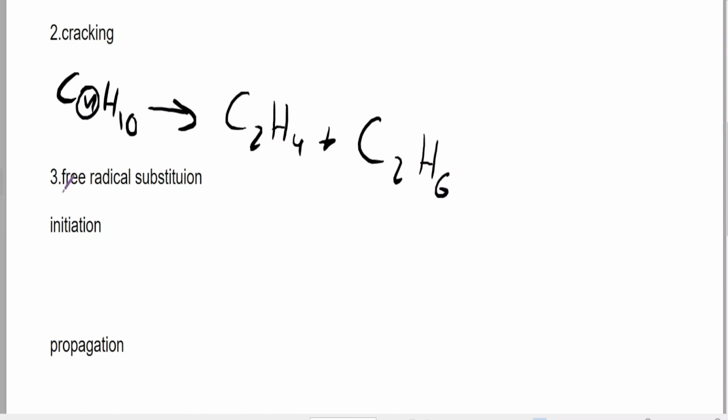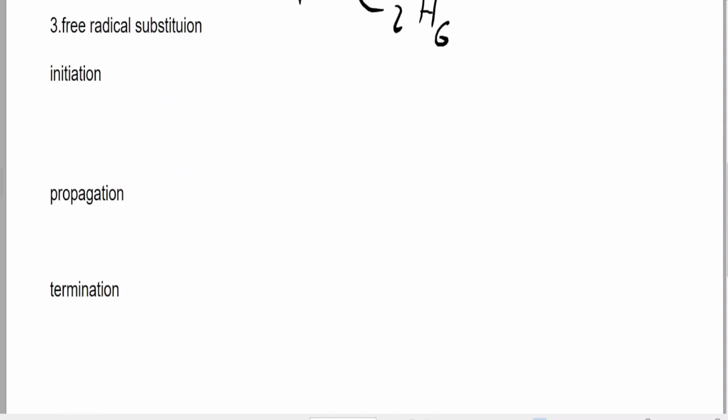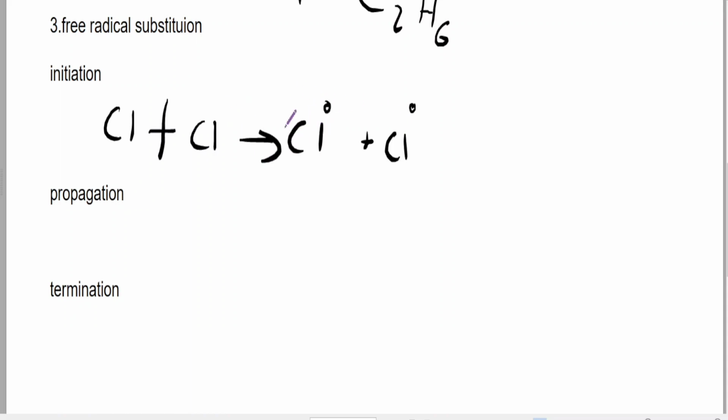Now, the next reaction is free radical substitution. In free radical substitution, there are 3 stages: initiation, propagation, and termination. Initiation is when the chlorine, or it's usually chlorine or bromine, Cl2 or Br2, has this bond. And when you give enough UV light, this bond breaks and it produces 2 free radicals. Each will gain 1 electron. These two atoms are known as free radicals. This is initiation. This reaction where you produce 2 free radicals is known as homolytic fission.